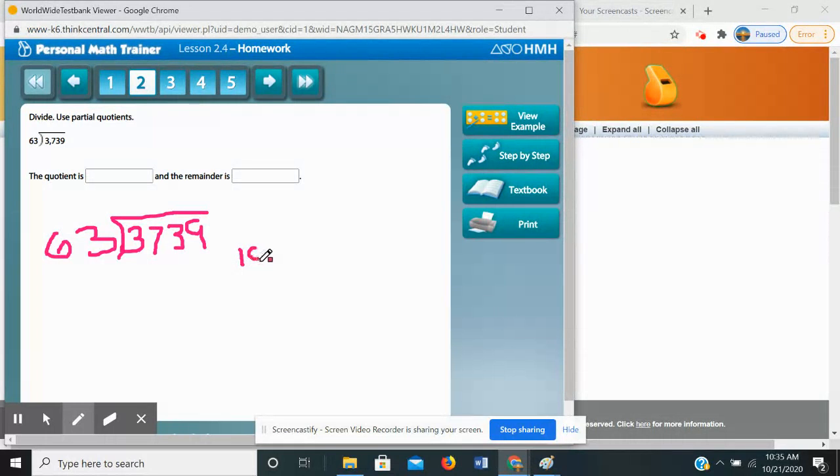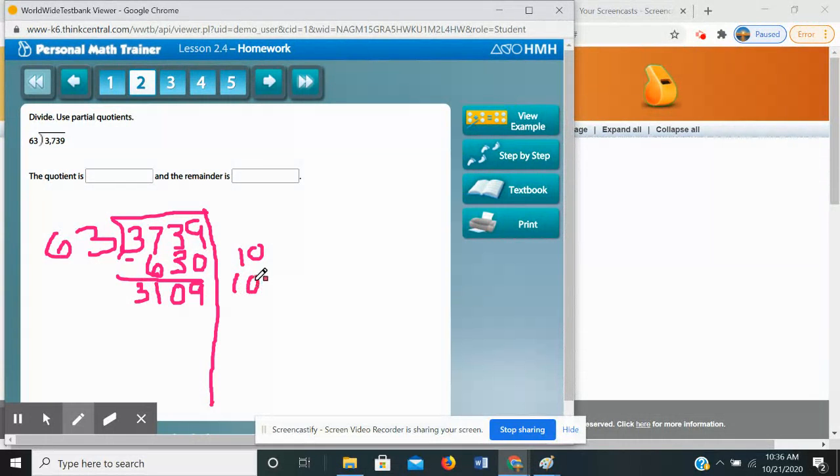So I start my first 10. Don't forget, whoopsie, I make the hangman sign. 63 times 10 will bring me to 630. I subtract: 9, 0, 1, 3.